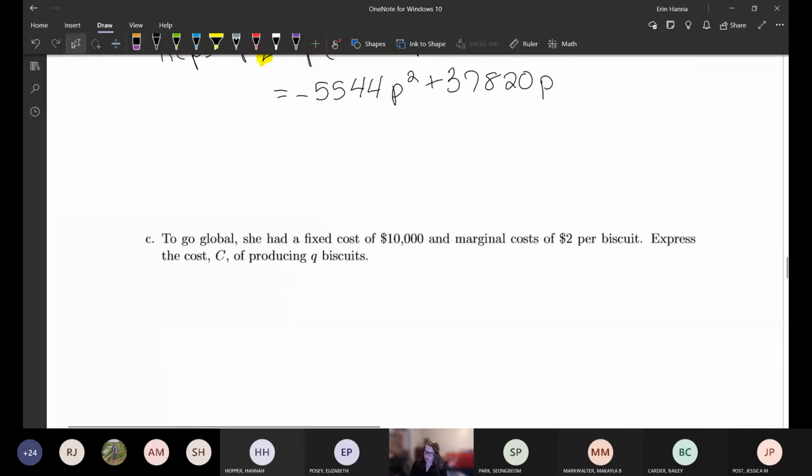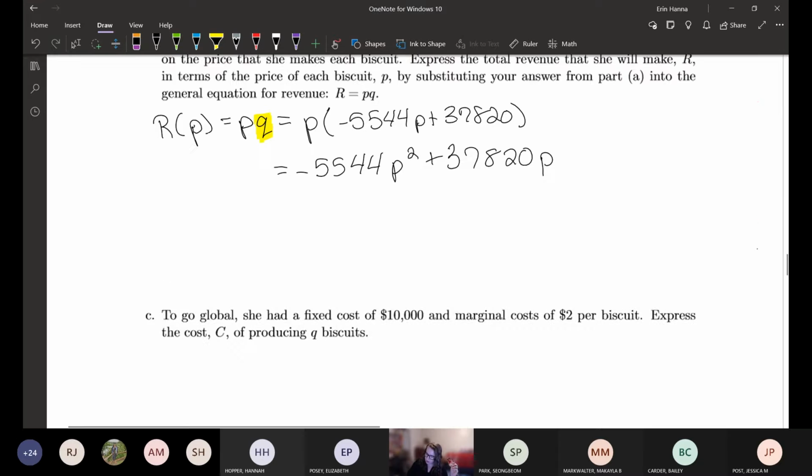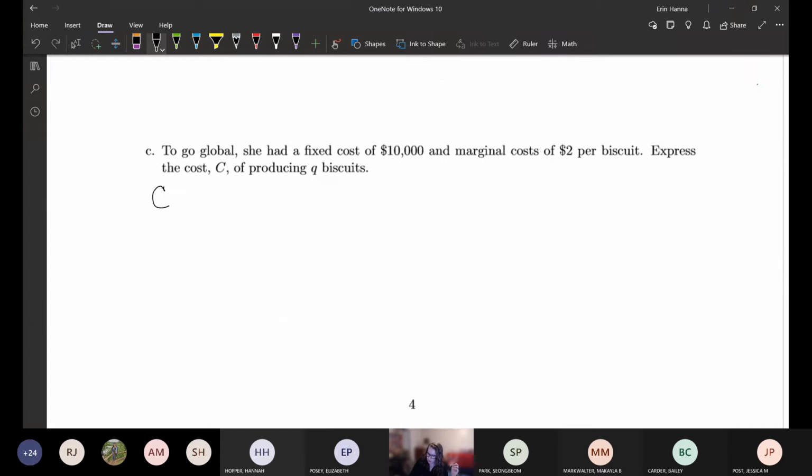So now to go global, she has a fixed cost. My laptop's angry. Hold on one second. She has a fixed cost of $10,000 and a marginal cost of $2 per biscuit. Express the cost C of producing Q biscuits. Is it happy again? There we go. C of Q would be, remember, cost is fixed plus marginal, and the marginal is the one that has the variable attached to it. So we have our 10,000 plus 2Q as our cost equation.